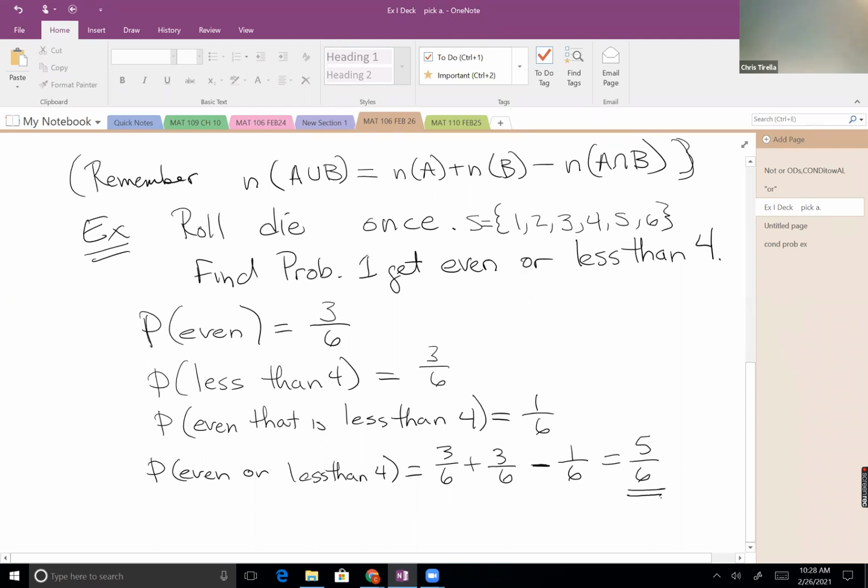And so what you need to remember when you look at probability with that word or is that we add the probabilities, but we always have to stop and think, is there anything that fits in both? Is there any overlap? Is there anything we're counting twice?